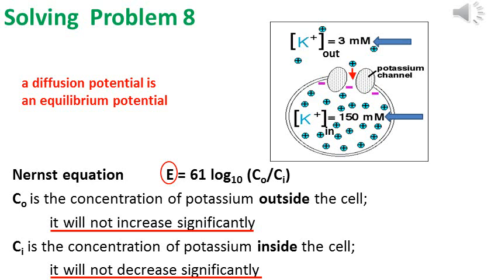When the cell reaches equilibrium, the concentration of potassium outside will not have increased significantly, and the concentration of potassium inside will not have decreased significantly, even though some potassium will have left the cell.